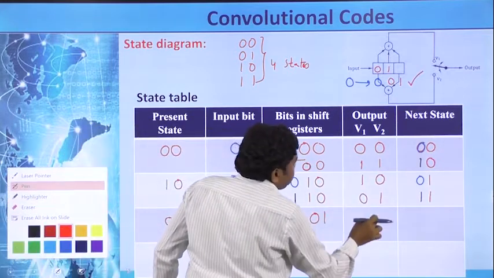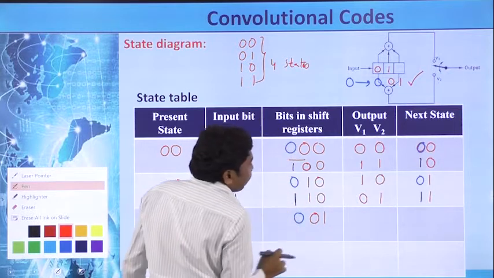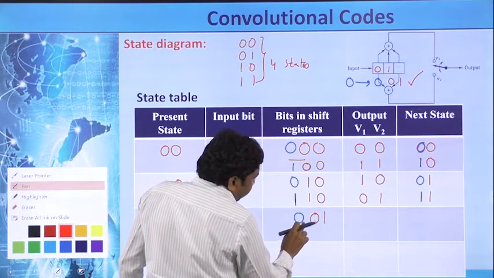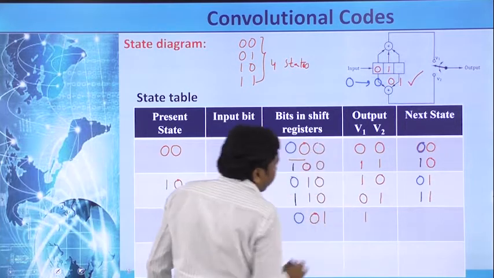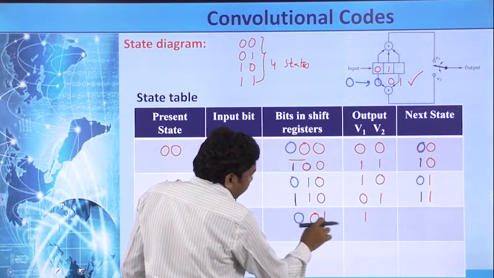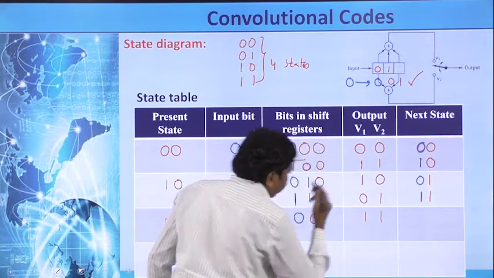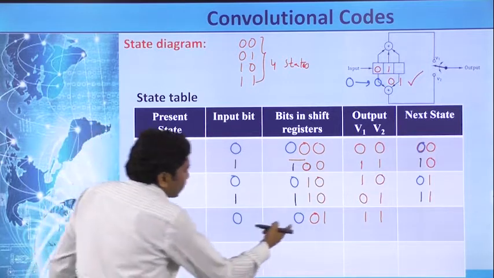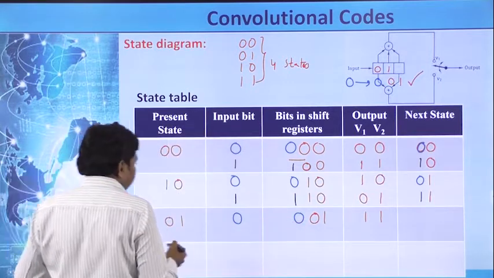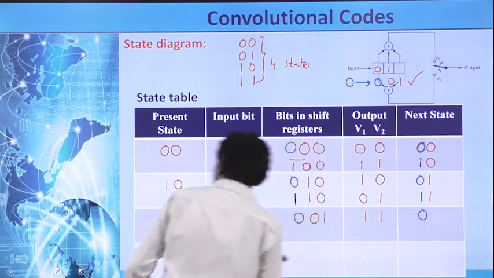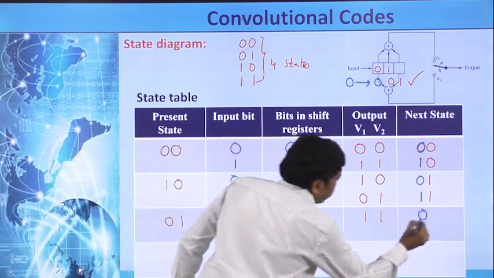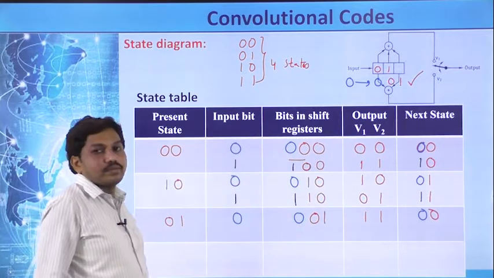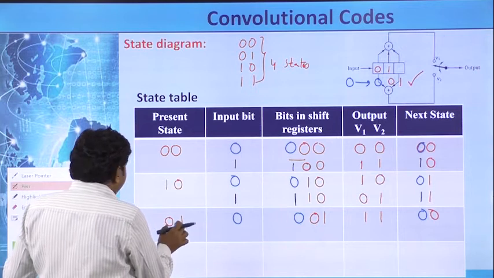The output bits V1 and V2. What is V1? V1 is the sum of these three. 0 plus 1, 1. V2 is the sum of first one and last one. 0 plus 1 is 1. Okay. What is the next state? Next state means these first two bits. Next state is 0, 0.